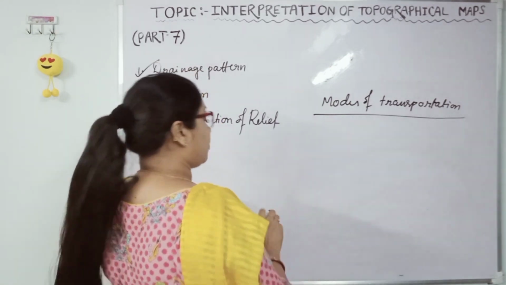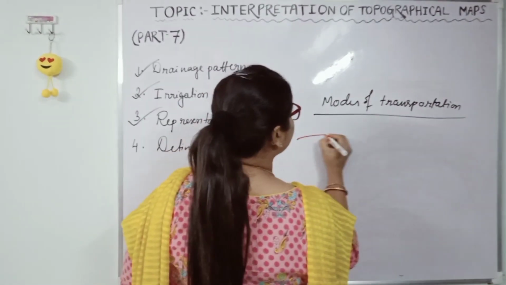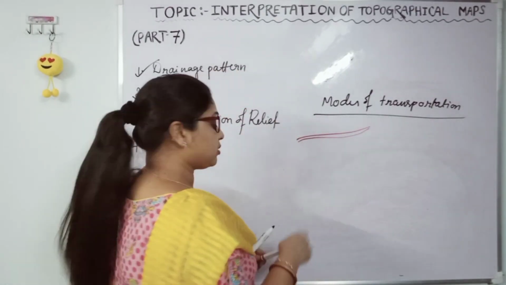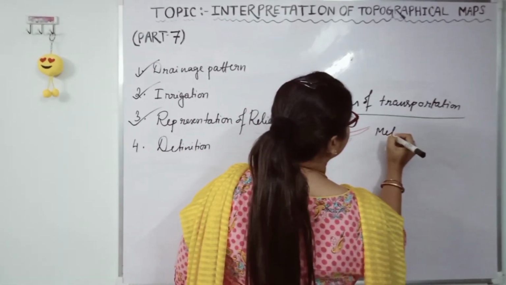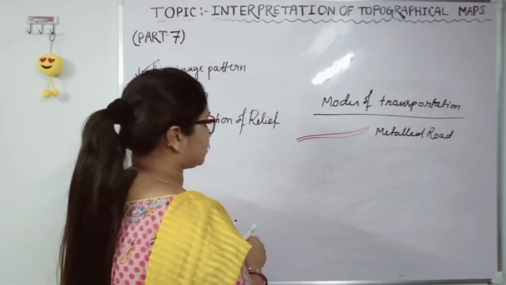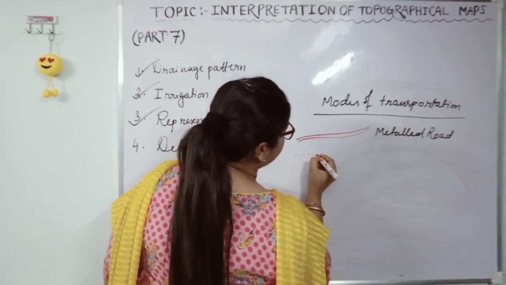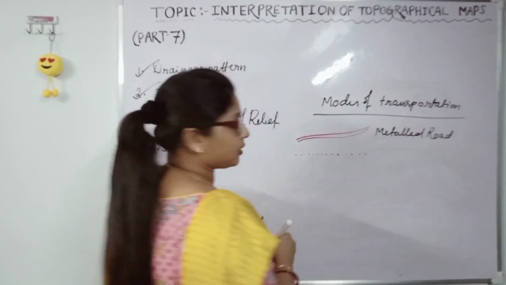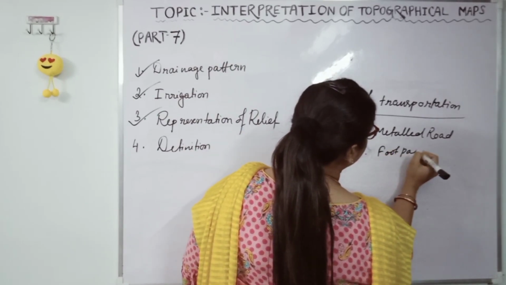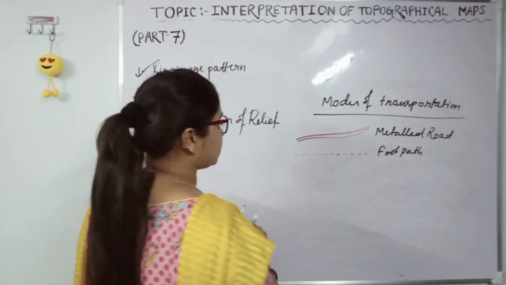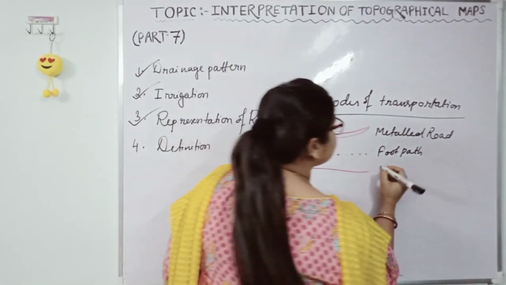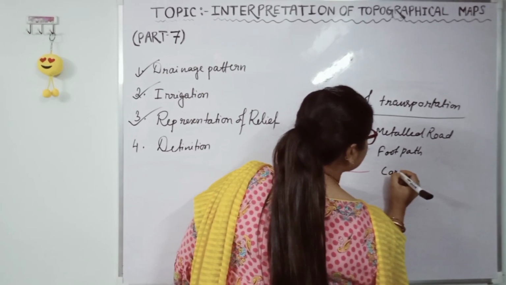So here in our topo map you will see the double line metal road. This kind of metal road you will see. Next you will see the footpath, which is a dotted red line. Next you will see a single red line, which is a cart track.